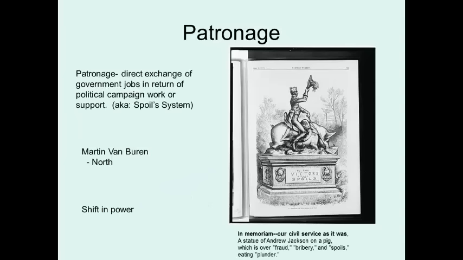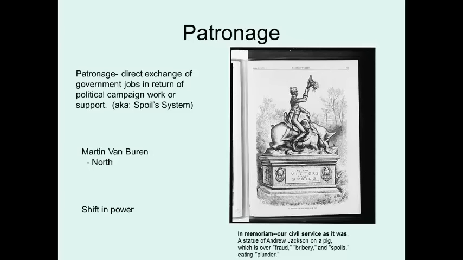So the first issue in Andrew Jackson's presidency is going to be patronage. Patronage is the direct exchange of government jobs in return for political campaign work or support. And this is usually called the spoils system, is another way to say it. Now, in some ways, there's not too much surprising here, right? You helped me get elected. I feel like I owe you, so I give you an appointment somewhere. But this is being taken to an extreme. They are specifically appointing people to places in order to get their support. It's kind of a quid pro quo thing going on here.